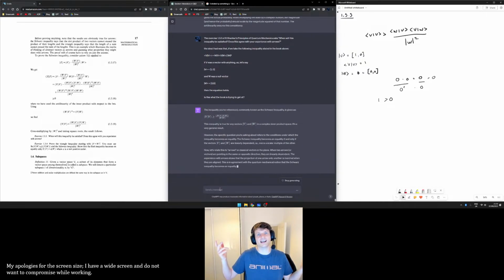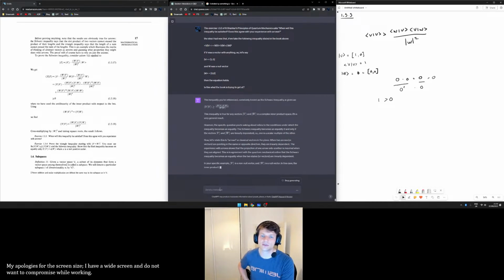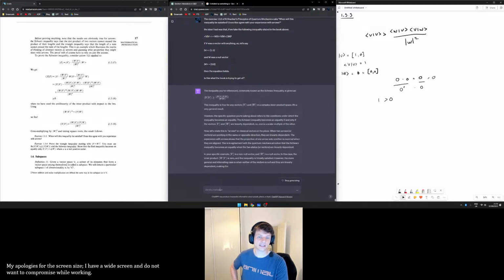So the inequality of reference, commonly known as the Schwarz inequality, is given as the magnitude of the inner product squared. No, I'm not seeing that.